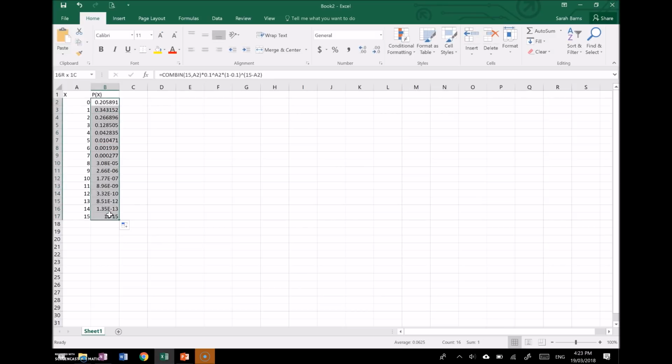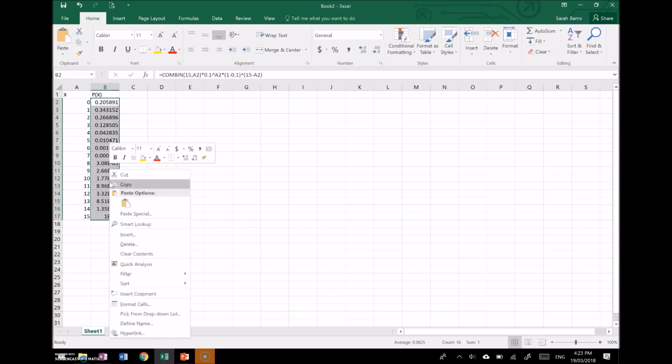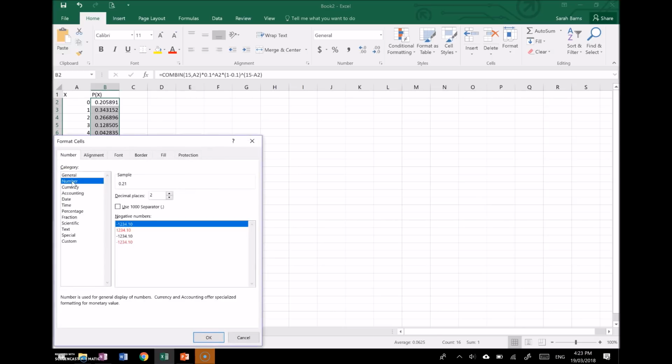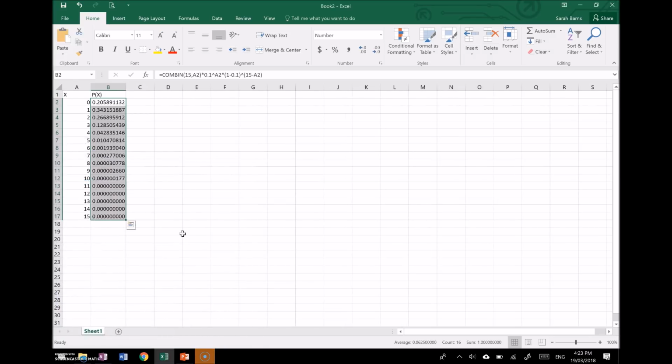If you wanted to, you could make these numbers into the same format. So these ones are displaying as decimals, whereas these ones got so small they went to scientific notation. So depending on what your preference is, you can go into format cells here, display it as a number, and you can say how many decimals you want it to. So however big, and then it will all display in the same format. So that there is my probability distribution for that section.